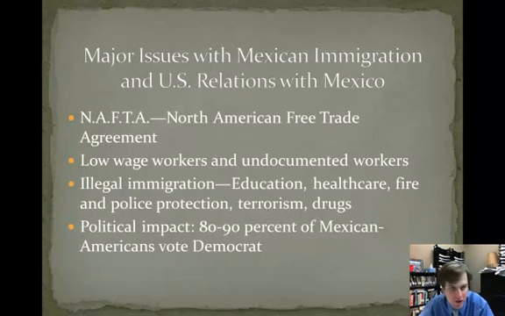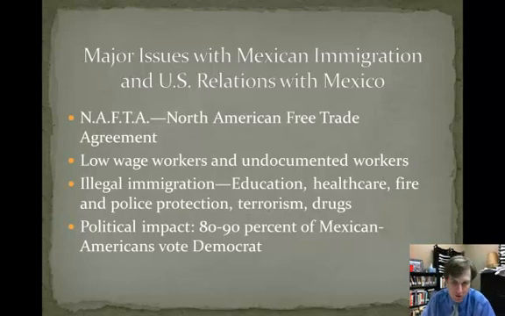Now, major issues with Mexican immigration, U.S. relations with Mexico. So you have NAFTA, the North American Free Trade Agreement. This is a free trade agreement with Mexico and Canada that allowed for companies to have no tariffs when they're sending products into the United States from Mexico. And so almost immediately what happened, you had American companies go and set up shop in Mexico because there are no environmental or labor laws there really.